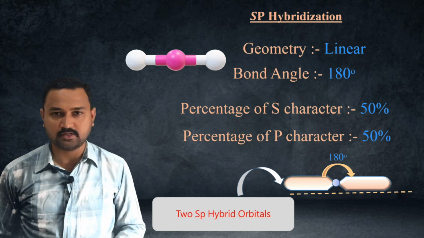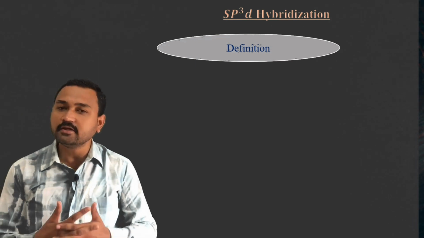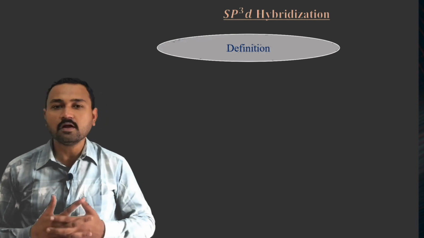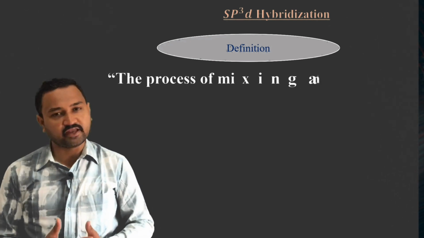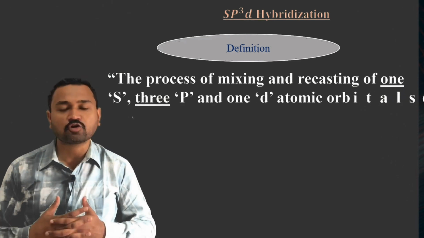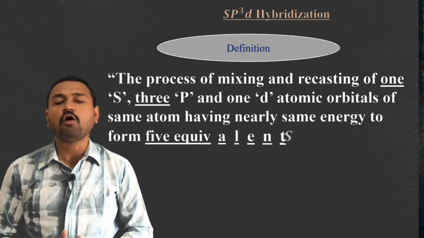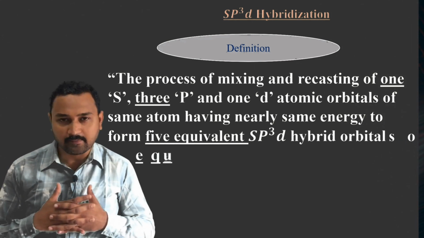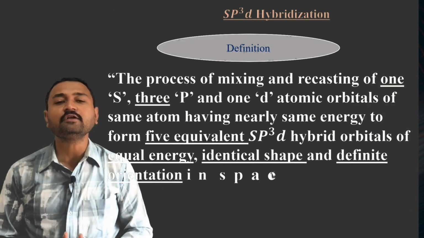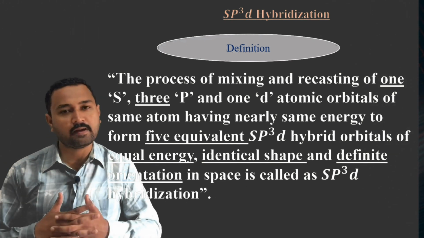Now let us consider the fourth type of hybridization, that is sp3d hybridization. So now let us define the sp3d hybridization. The process of mixing and the recasting of one s, three p and one d atomic orbital of the same atom having nearly same energy to form five sp3d hybrid orbitals with equal energy, identical shape and the definite orientation in space, this process is called as sp3d hybridization.